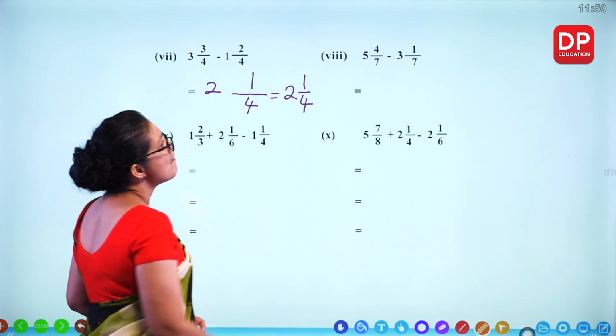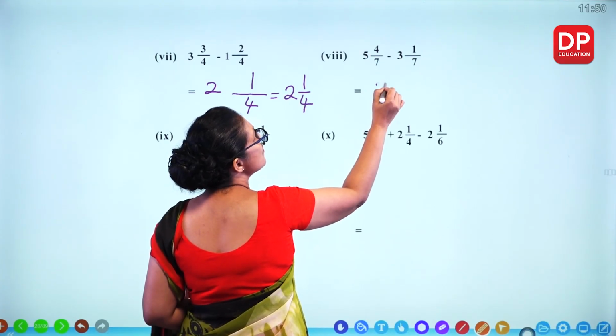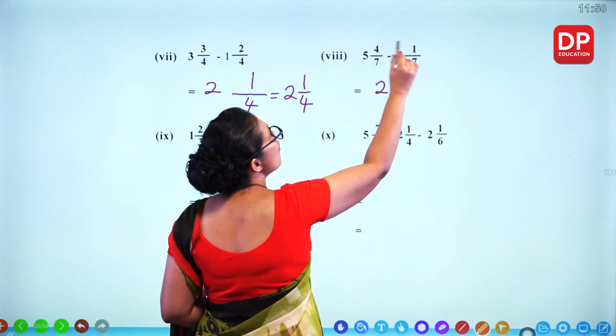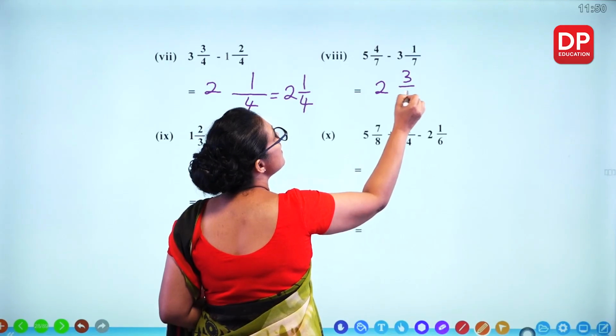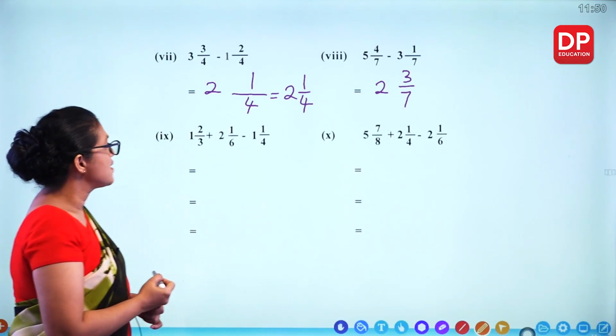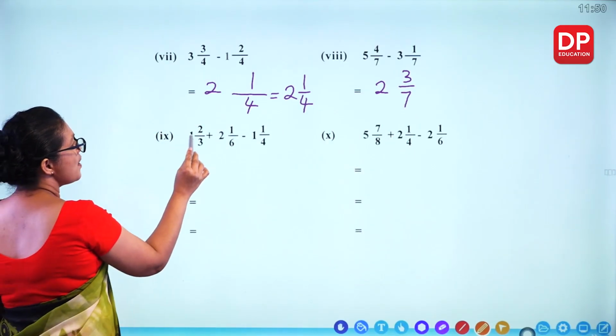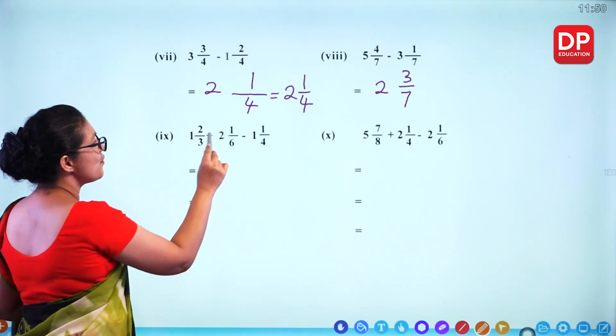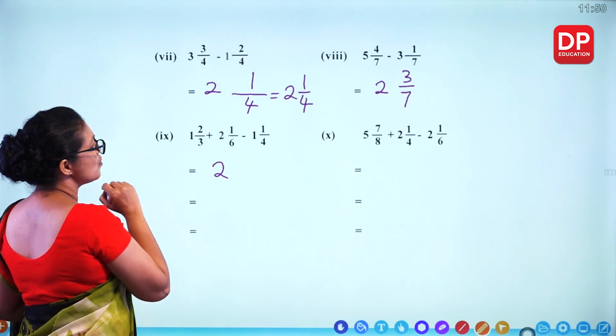This one, 5 minus 3, you get 2. 4 minus 1, 3, so 3 over 7. 1 plus 2, 3. 3 minus 1, 2.